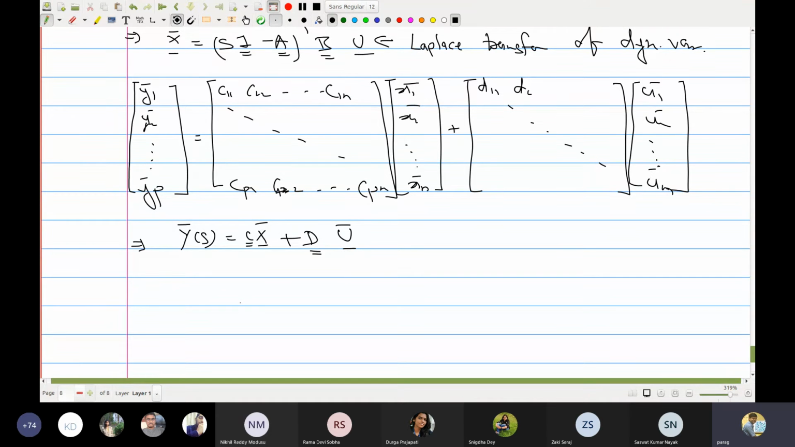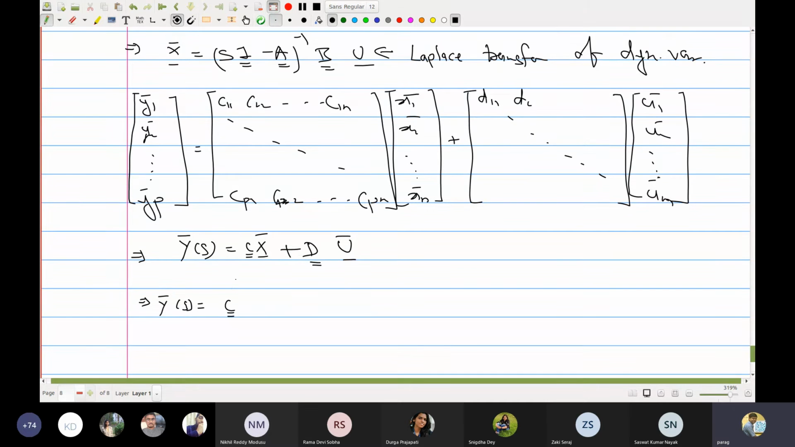So now what we can write here is y bar of s equals C matrix multiplied by x bar, which will come from here: the inverse of (sI minus A) times B matrix times U vector, plus D u bar.